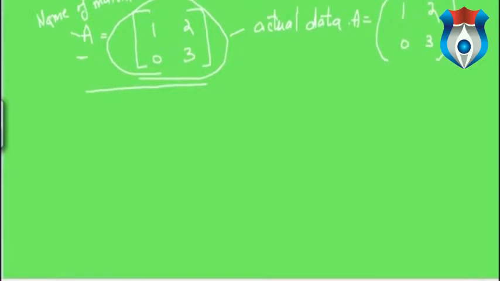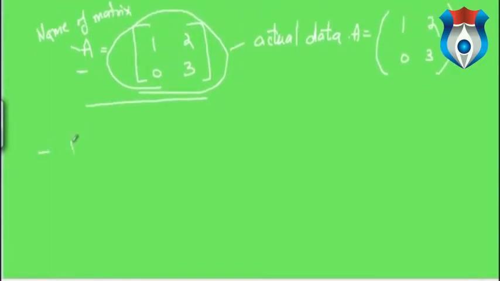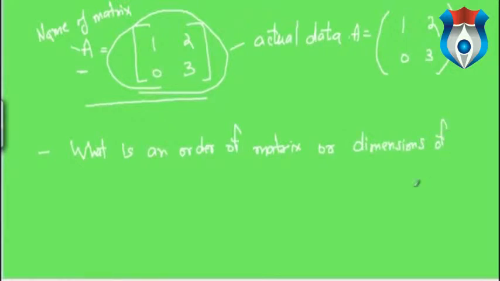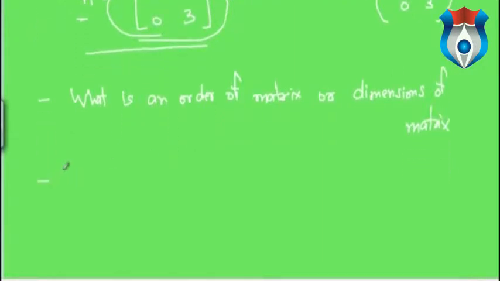Now the basic questions which can be asked regarding matrices are: first, what is the order of a matrix, also called the dimensions of a matrix. The second question is how to locate a particular element within a matrix.